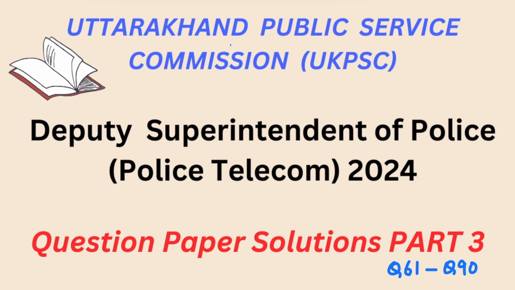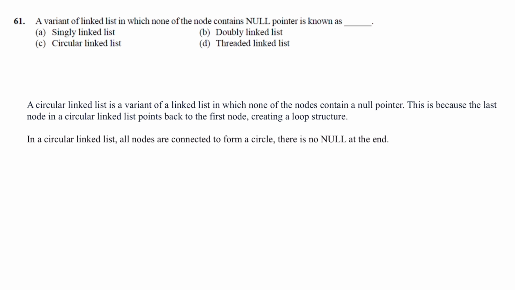First question: the variant of linked list in which none of the nodes contains a null pointer. The correct option is C, circular linked list. This circular linked list is a variant of linked list in which none of the nodes contains a null pointer. This is because the last node in the circular linked list points back to the first node, creating a loop structure.